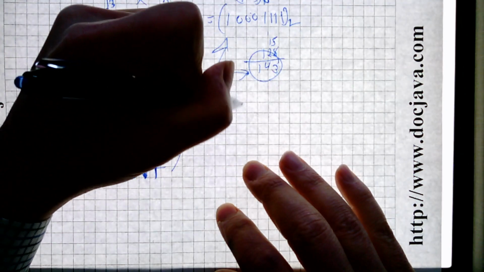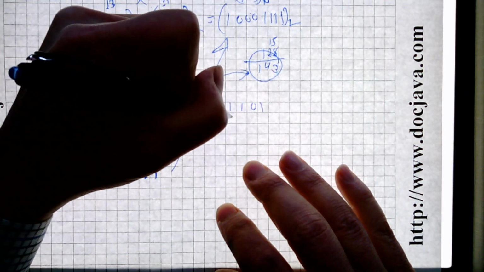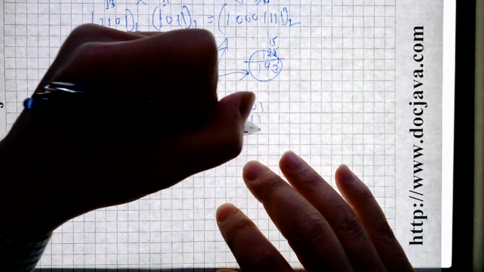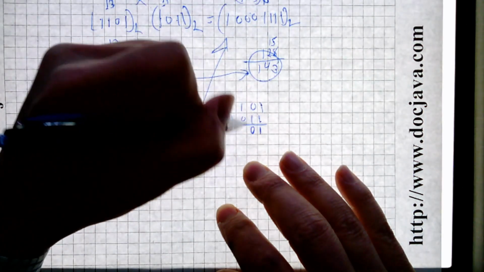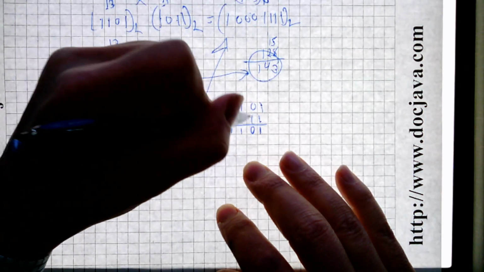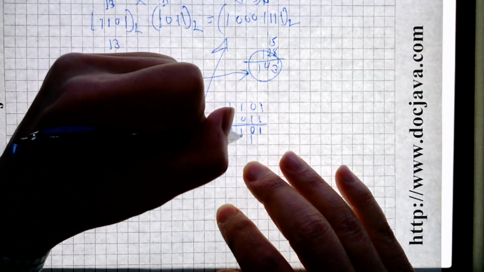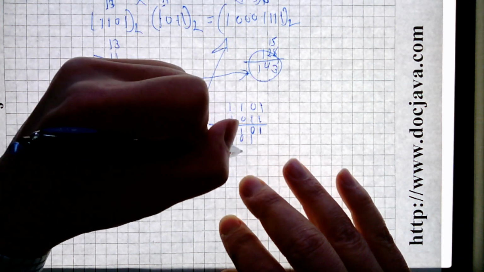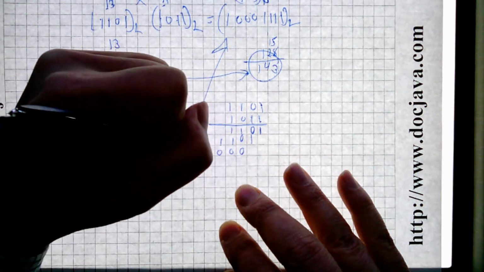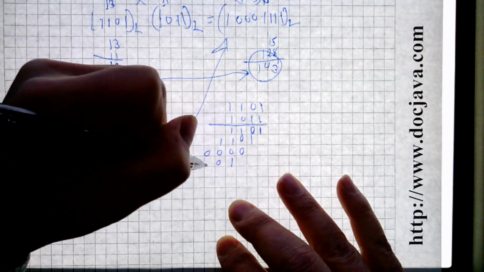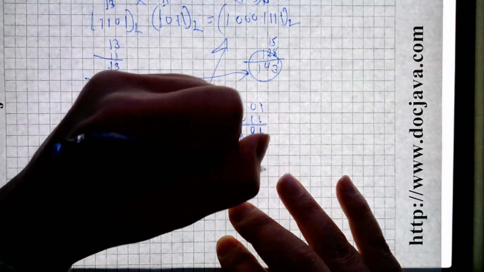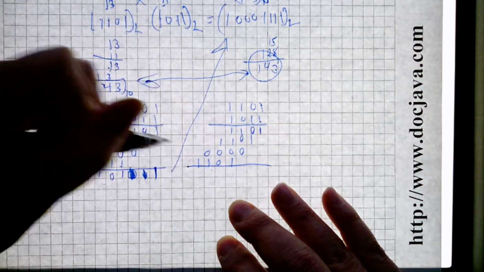1, 1, 0, 1. 1, 0, 1, 1. 1 times 1 is 1. 1 times 0 is 0. 1 times 1 is 1. 1 times 1 is 1. 1 times 1 is 1. 1 times 0 is 0. 1, 1. Then we have 0, 0, 0, 0. And then we have 1, 0, 1, 1. There, I did it. I did it.